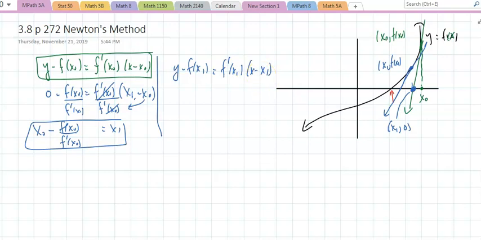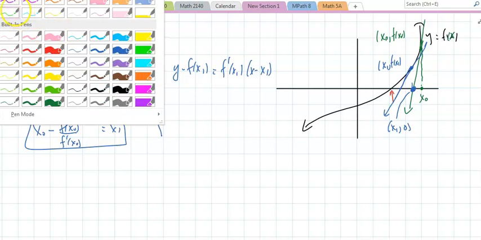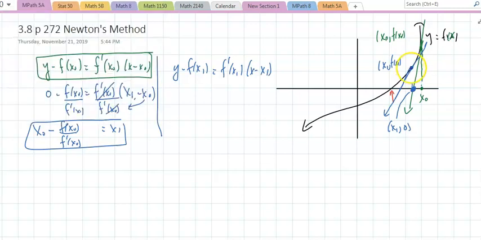And if I run down straight to that point, I call this x sub 2, y would be 0. I could say 0 minus f of x sub 1 equals f prime of x sub 1 times, and this x is actually x sub 2.